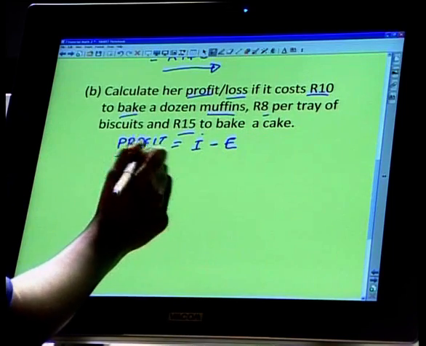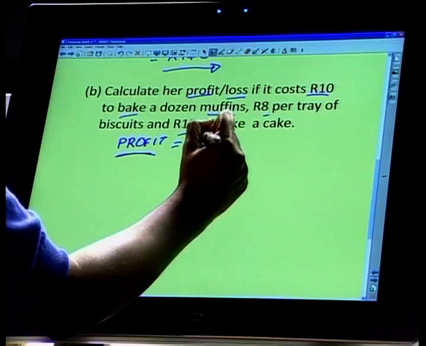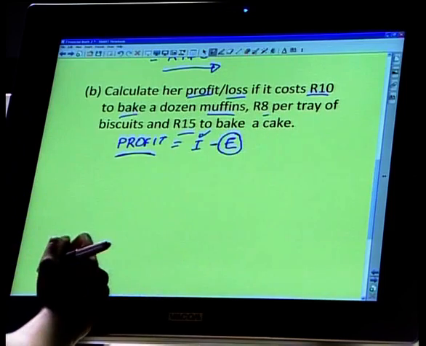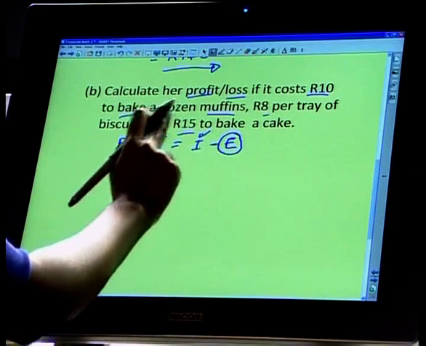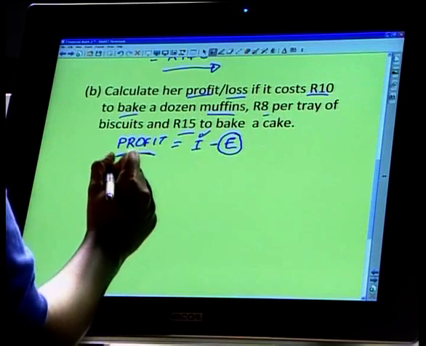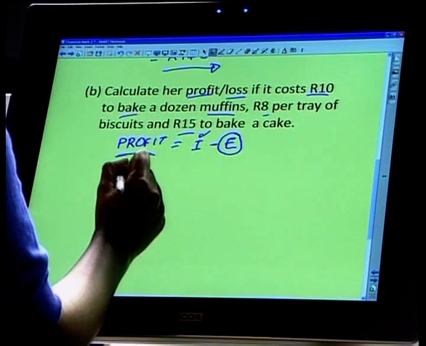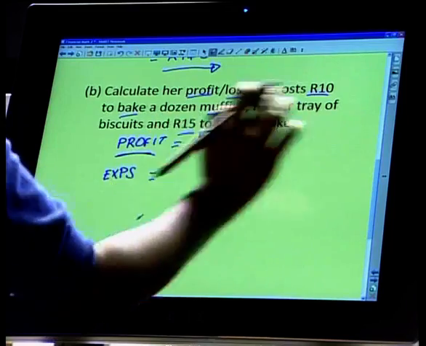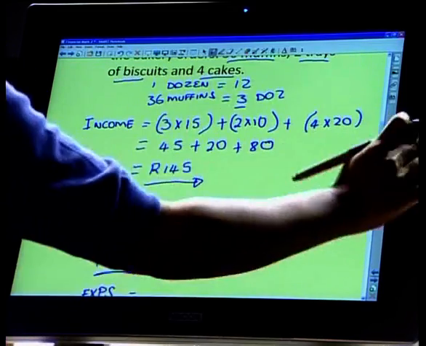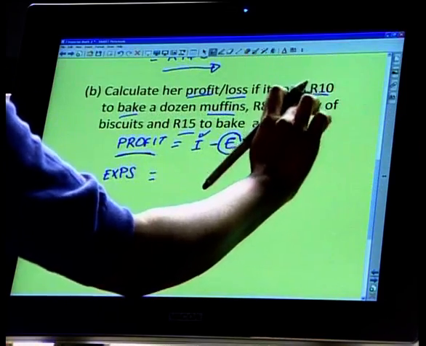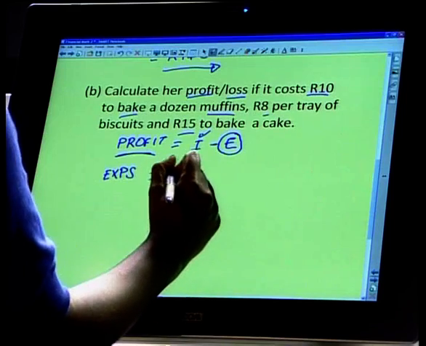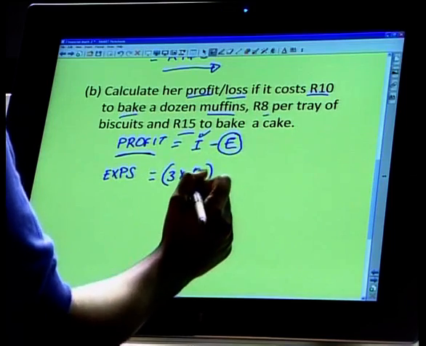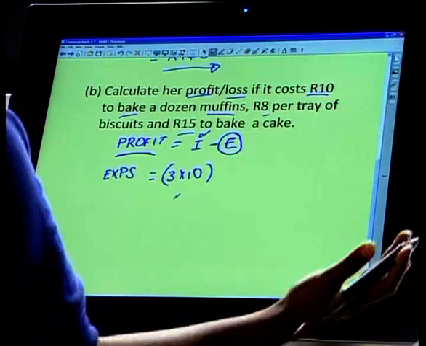But obviously then, in order to work out the profit, since I've already got the income, I still have to work out the expenses. And this is where the cost price of each of the items is going to help us. So her expenses are going to be equal to, remember she sold, they told us, 3 dozen muffins, but it cost her 10 Rand to bake. So in total, it's going to cost her 3 times 10 Rand. That will be the total cost price for the muffins, or the cost to make the muffins.